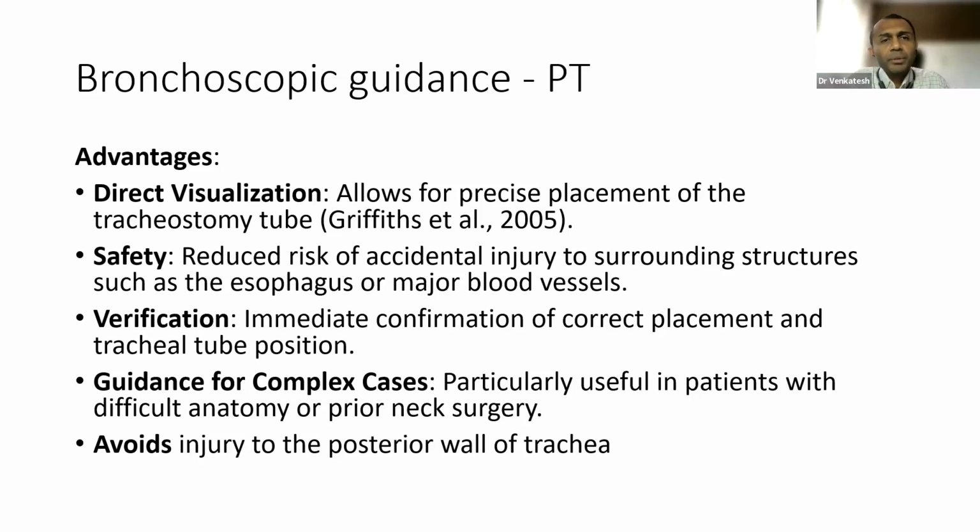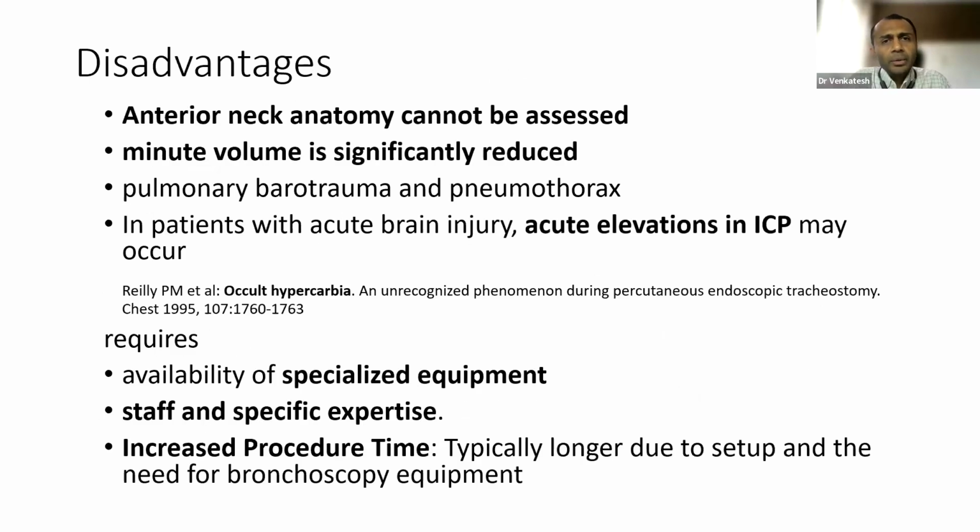Coming to disadvantages of the bronchoscopic guidance, you are unable to assess any of the anterior neck anatomy. When you are doing it, there is significant reduction in the minute volume, where your ventilator will be alarming continuously. You may have to increase the respiratory rate so that you maintain minute ventilation. CO2 can go up. There is some rare risk of pulmonary barotrauma or pneumothorax. Especially in patients with acute brain injury, we are more worried about acute elevation of ICP.